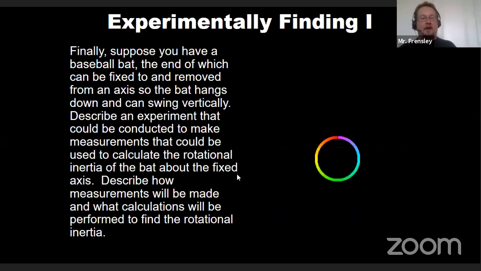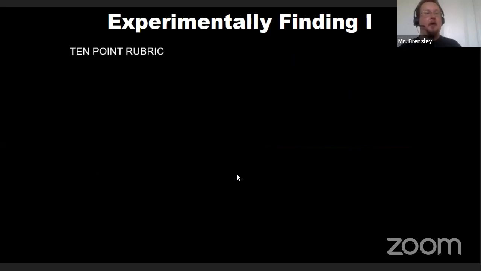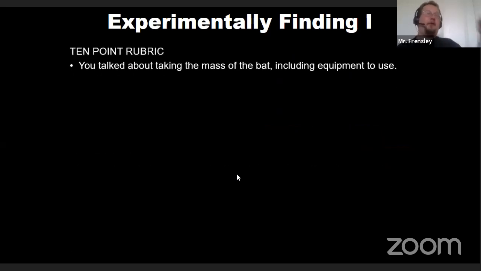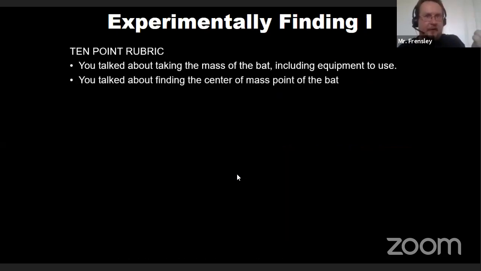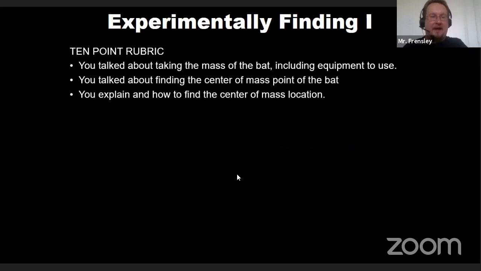So here's the rubric. I'm not giving you the 5 minutes, so here we go. It's a 10-point rubric. First, you had to talk about how you're going to get the mass of the bat, put the bat on a scale. Then you needed to talk about the fact you need to find the center of mass of the bat. It turns out that's important. So you say, I'm going to find the center of mass of the bat, and then you give me a way to find the center of mass.